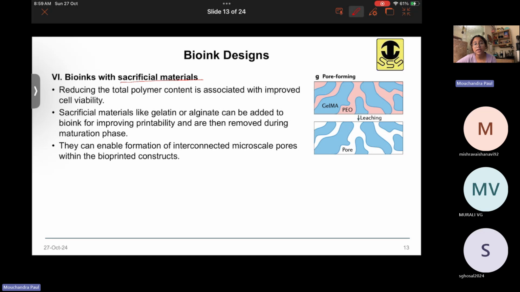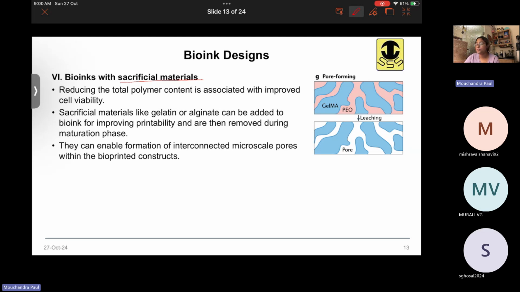So in order to improve that, we can use sacrificial materials. The role of a sacrificial material is temporary. You use those materials initially in order to increase the viscosity, but after the printing is over, you remove them, let's say by a washing step or something like that. You just remove the additional materials that are there. So what happens overall? You will be able to generate some empty, void space inside the hydrogel matrix, and that will give much more surface area for the cells to grow and migrate.